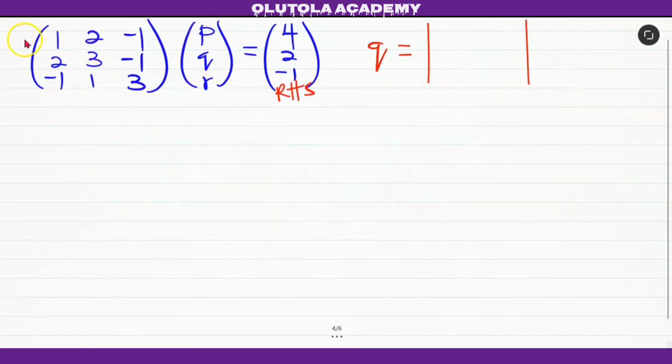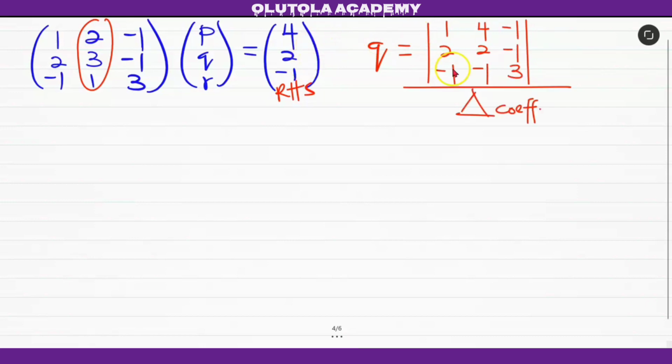For Q now, I'm going to replace this second column with this constant term here. I will have 1, 2, negative 1, 4, 2, negative 1, negative 1, negative 1, and 3. I'll find its determinant. I'll divide it with the determinant of the coefficient matrix.